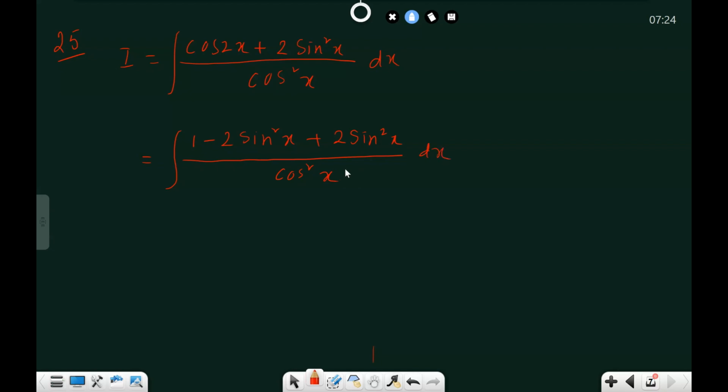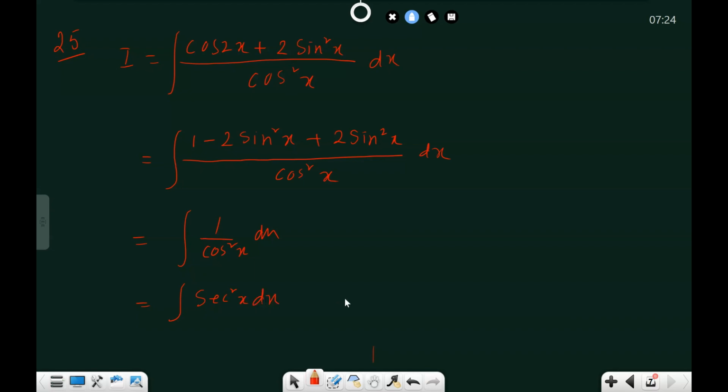Actually, if you have the concept of trigonometry, every identity or formula of the trigonometric functions, then the problem of these types of integral will be very easy for you. Now I can write this as the integration of negative 2 sine square and positive 2 sine square, which will get cancelled. So you have only 1 by cos square x dx, and you know 1 by cos square x is simply sec square x dx.